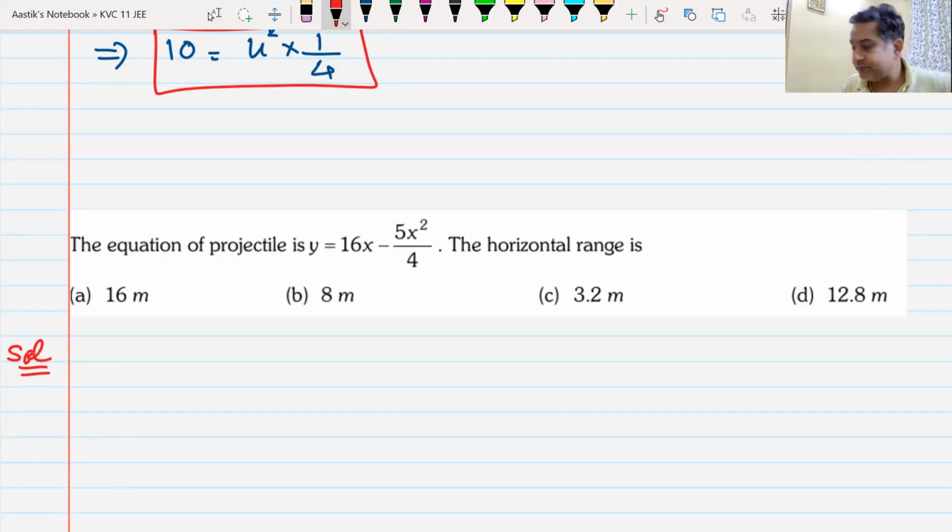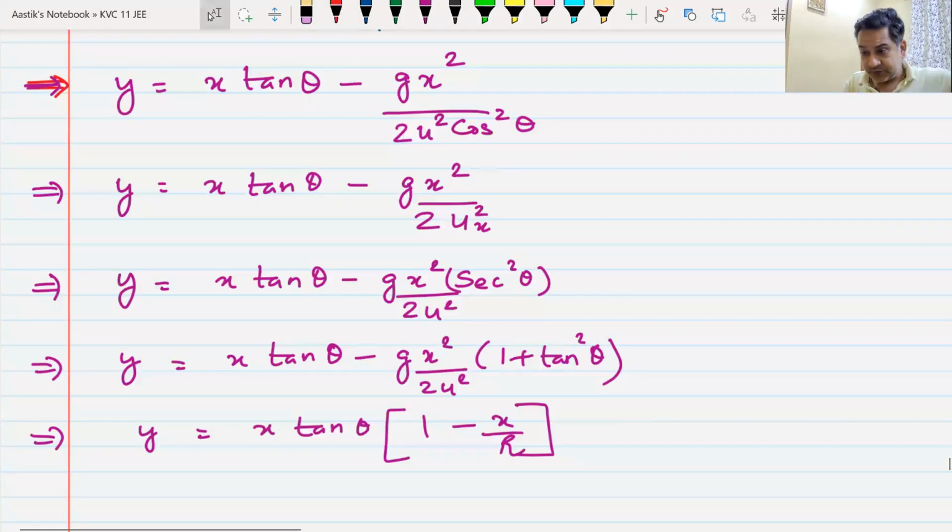Okay, try it now. The equation of projectile is y is equal to 16x minus 5x square by 4. What is the horizontal range? How are you supposed to find this? Well, you must remember the various forms of equation of trajectory. These are the 5 forms of equation of trajectory that we had discussed. See which form is applicable here and see if you can get the answer.